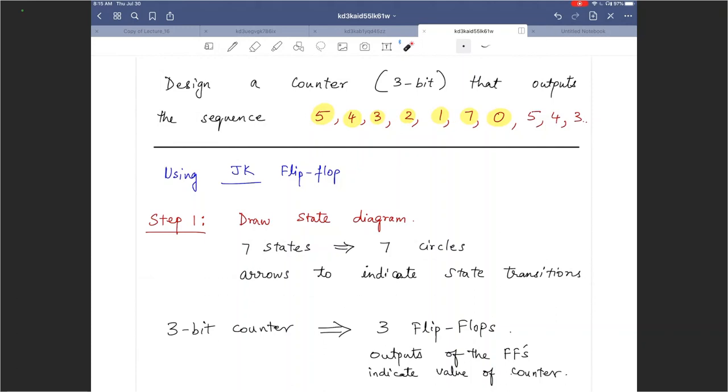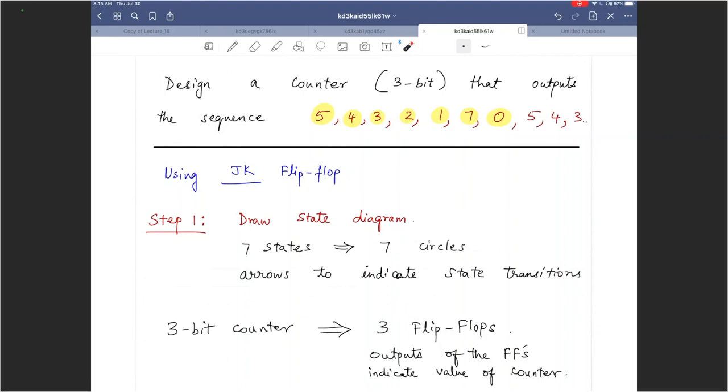So how do we go about designing this counter? And we also picked JK flip-flop to do this. We could have picked a D flip-flop to do it. We could have picked a toggle flip-flop to do it. But we picked a JK flip-flop to do it.